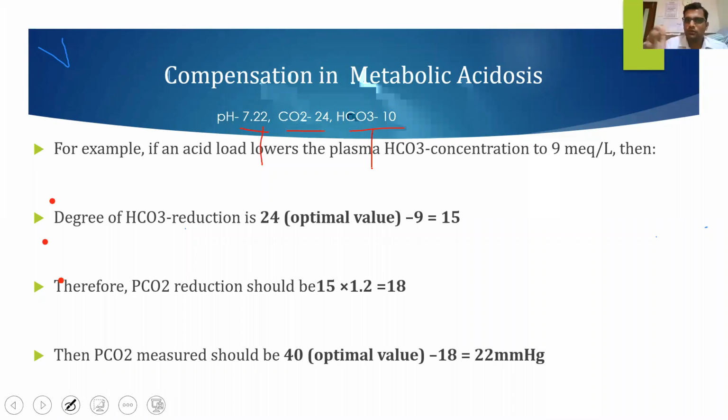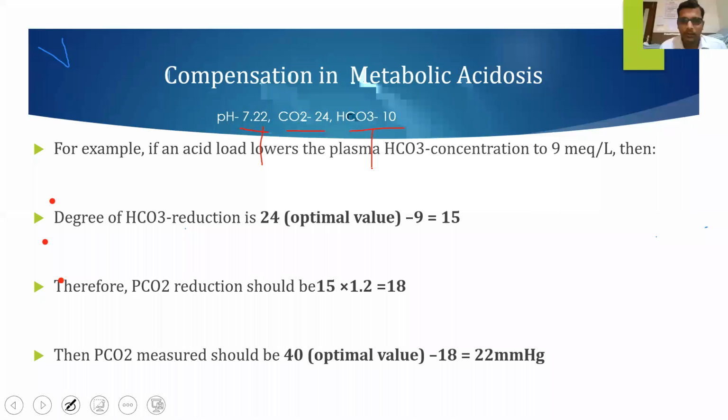Now CO2 has also come down. So it has moved in the same direction as bicarbonate. It means the body is trying to compensate, but it has not succeeded because the pH is still not normalized. So however the body tries to compensate, the pH usually never reaches normal. It might reach about 7.35, but it never normalizes usually.